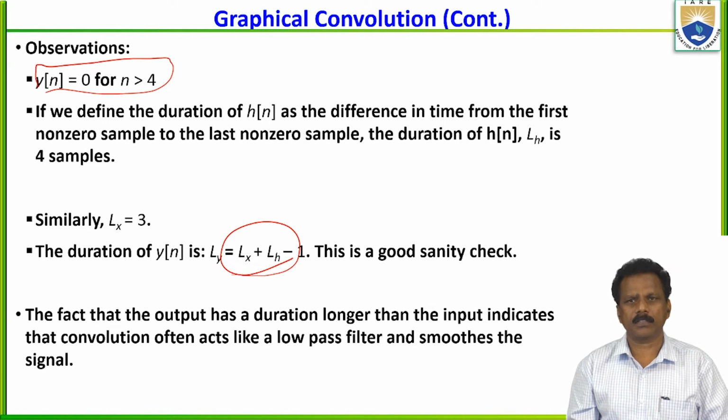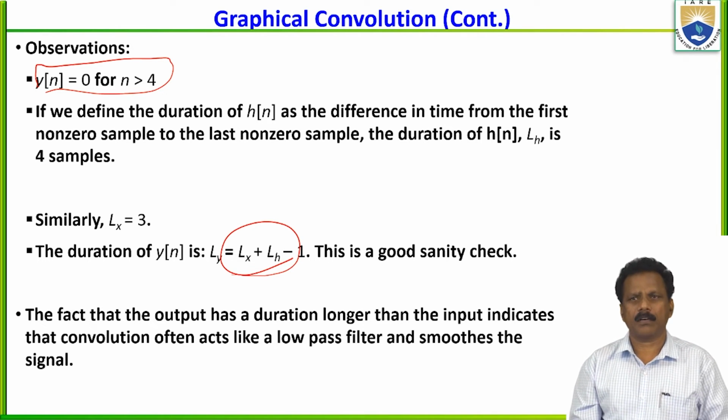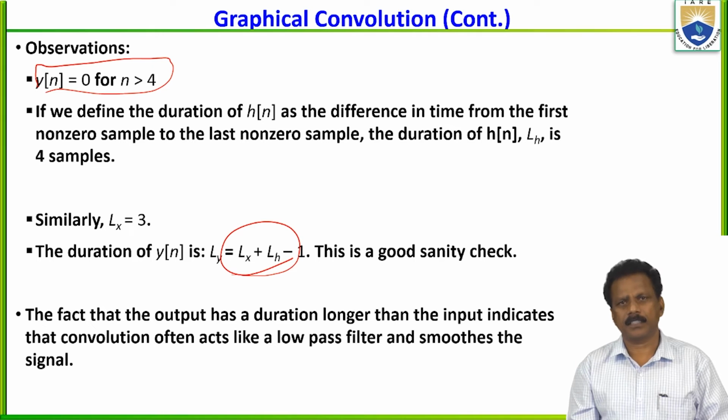Smooth, like it allows only low frequency components. It opposes high frequency components, like the fact that the output has duration longer than the input indicates that convolution often acts like a low pass filter and smooths the signal. That is our expected result by using the graphical convolution.